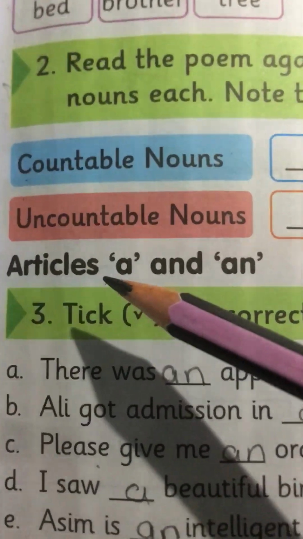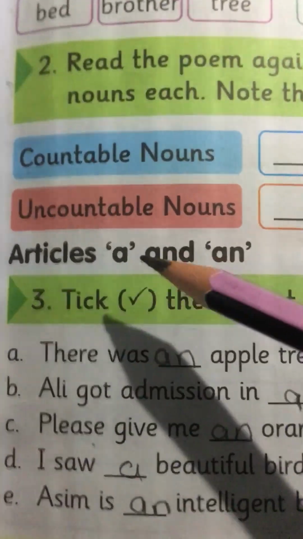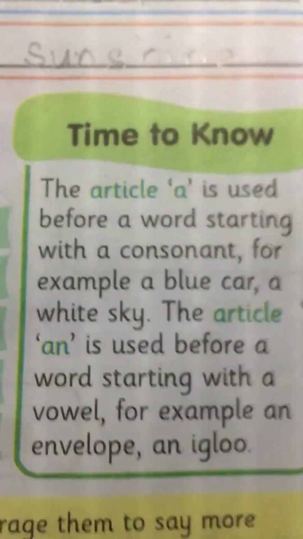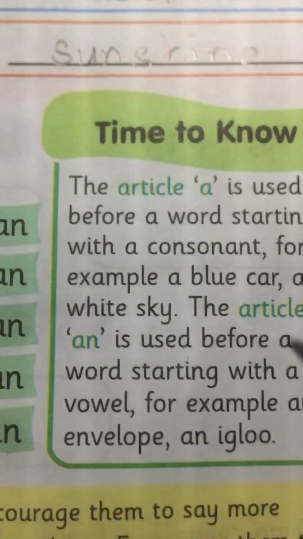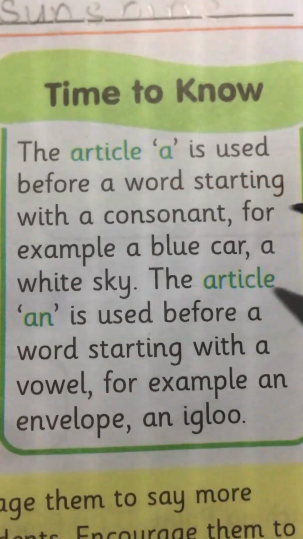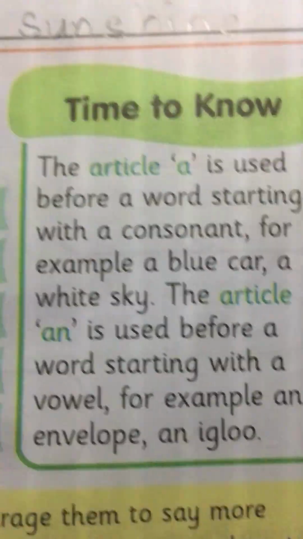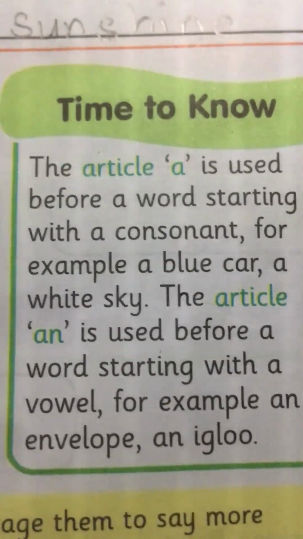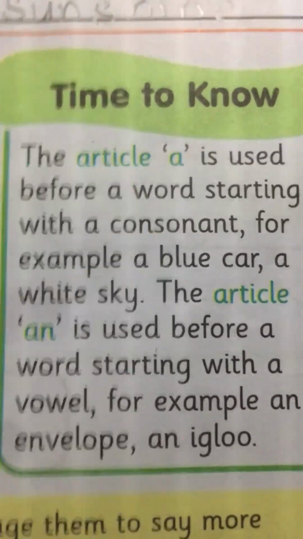Today's topic is articles a and an, where we use the articles a and an. The article a is used before a word starting with a consonant. The consonants are all the letters except a, e, i, o, u, like b, c, these letters.